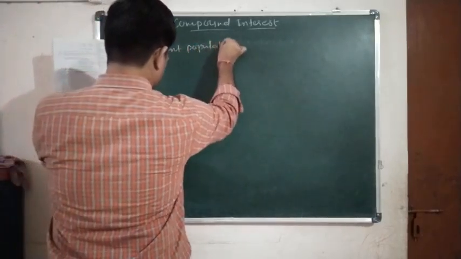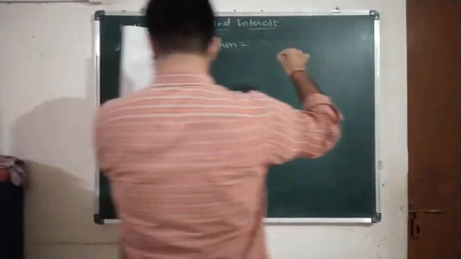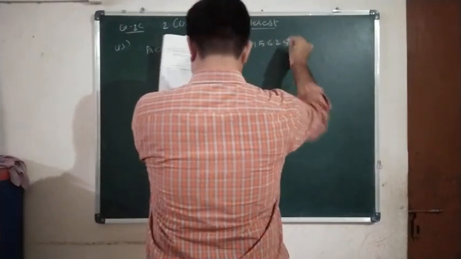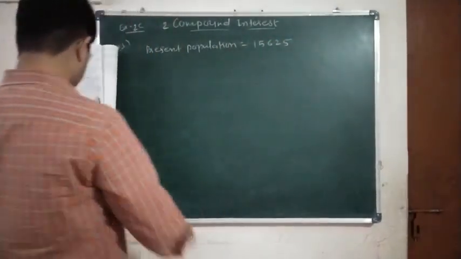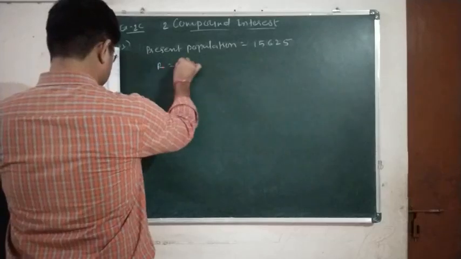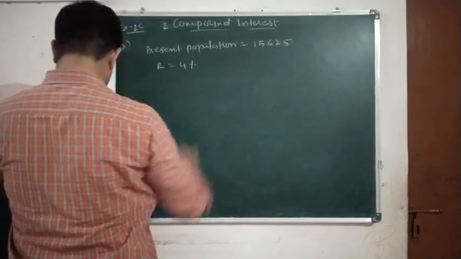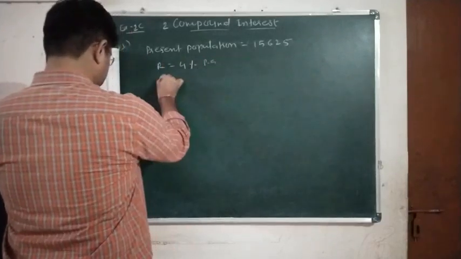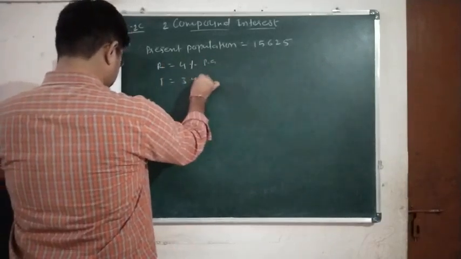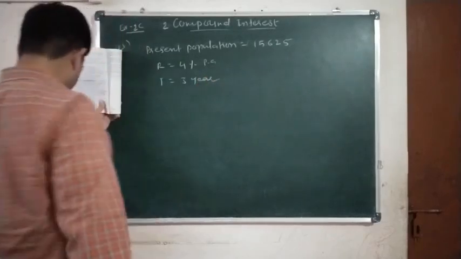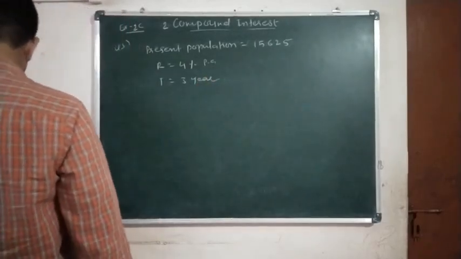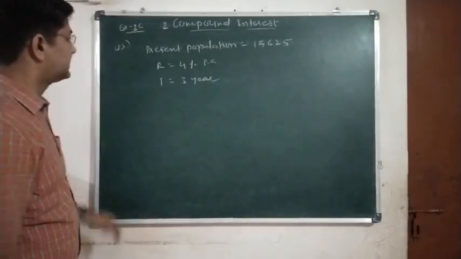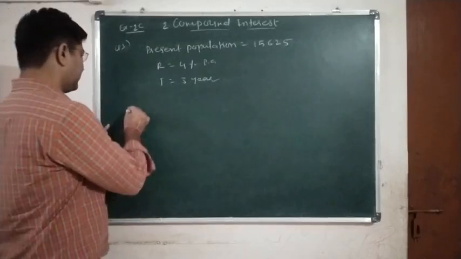Present population of the town is 15,625. The rate of increase is given as 4% per annum, and time is given as 3 years. After 3 years we have to find the population of the town. So we can directly use the formula.